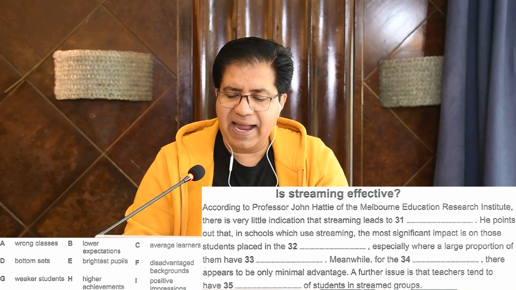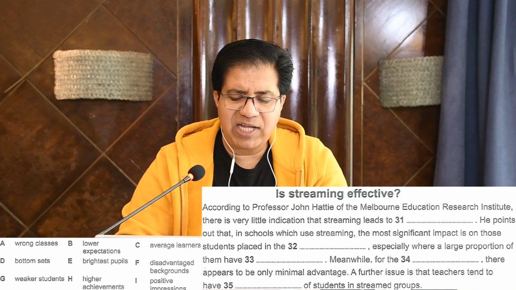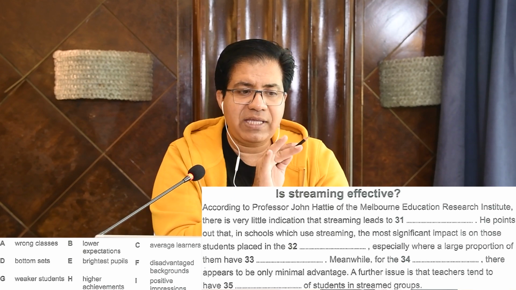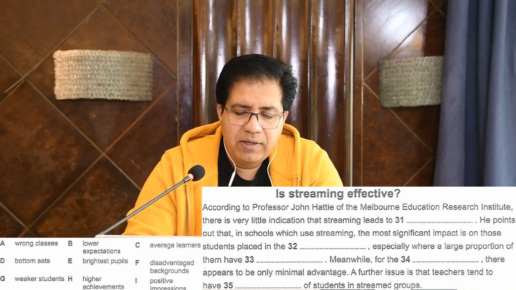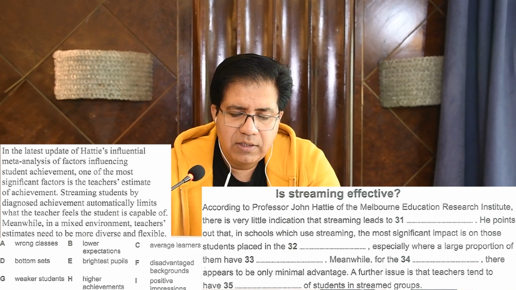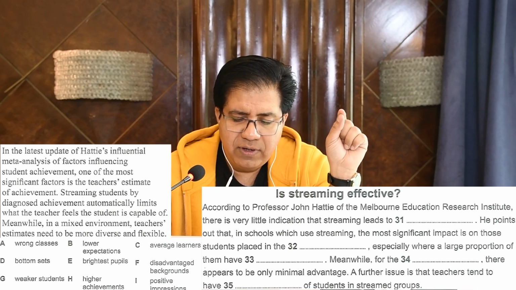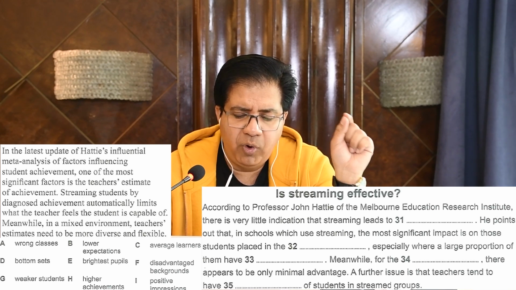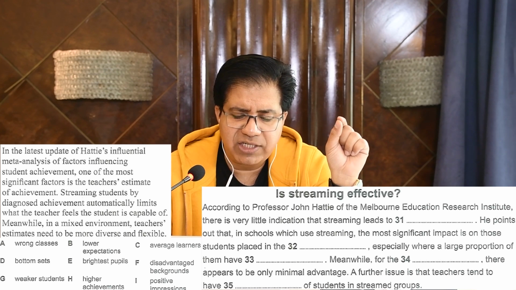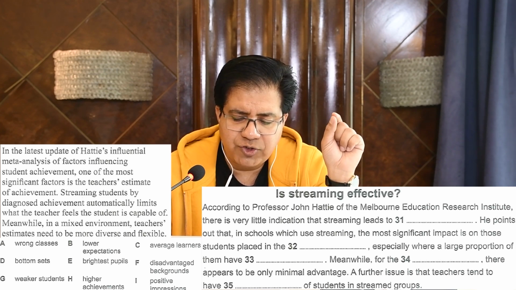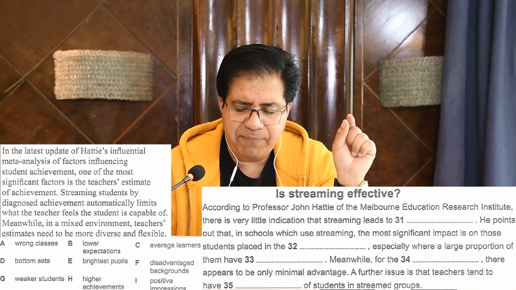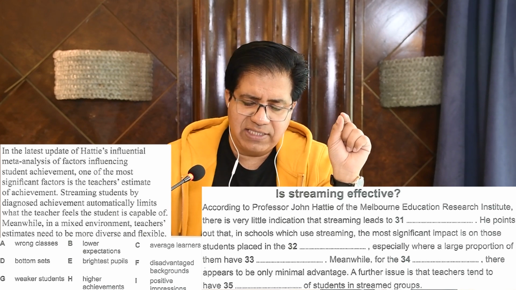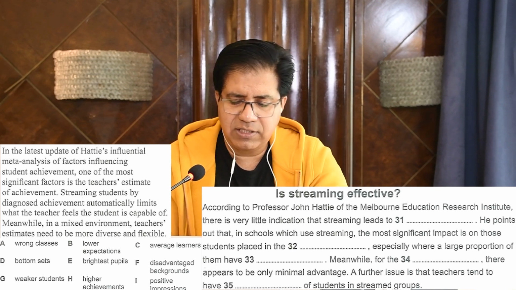A further issue is that teachers tend to have dash of students. Teachers have something related to students. Next paragraph: second page, second paragraph, and you see the word teachers in the 4th line. I'm reading from the 3rd line: One of the most significant factors is teachers' estimate of achievement. Streaming students by diagnosed achievement automatically limits what the teacher feels the student is capable of. So teachers' estimate of achievement.